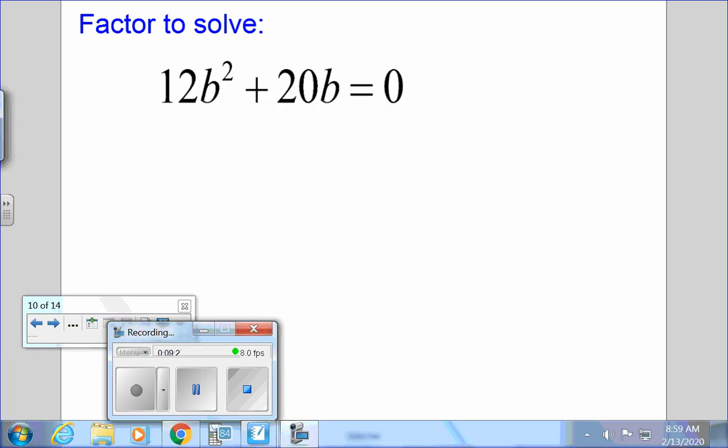Graduation. All right, this is your graduation problem. It's already set equal to 0, so you can just proceed with your factoring and solving.